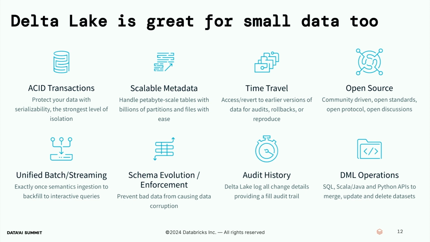So for example, ACID transactions, time travel, the rollback feature we covered, the interoperability, schema evolution, schema enforcement, constraints, a bunch of these features that Youssef is about to talk about. Those are great for small data too. So make sure to consider Delta Lake even if you have a small data set.